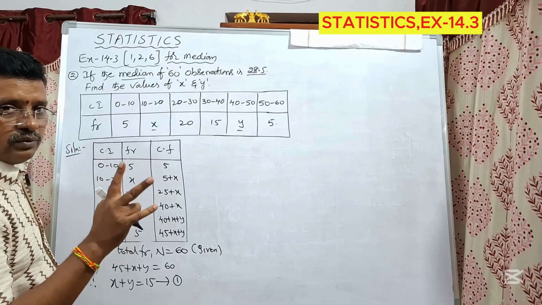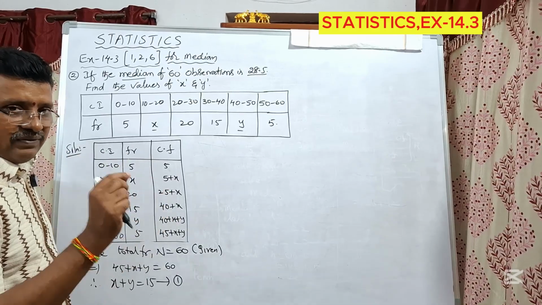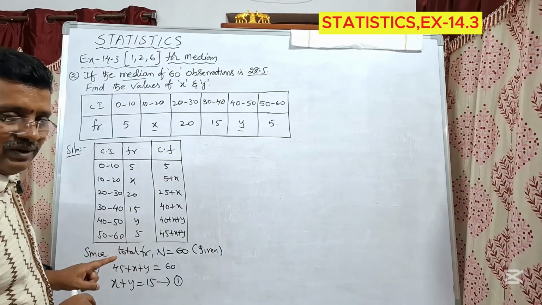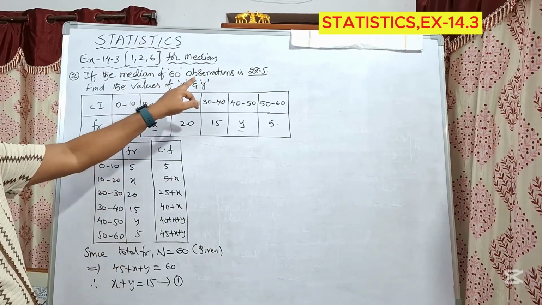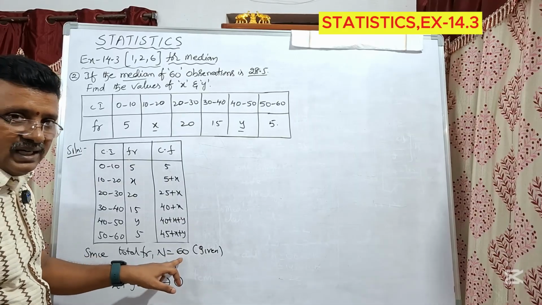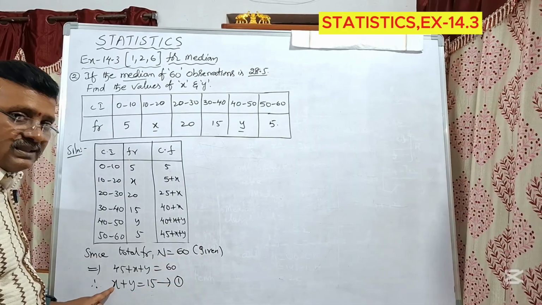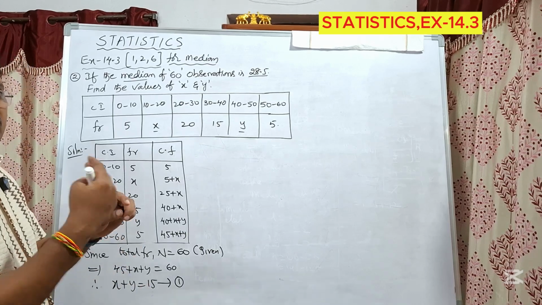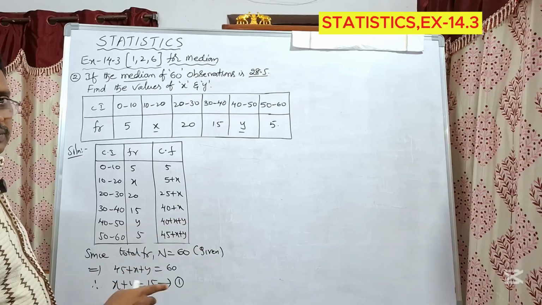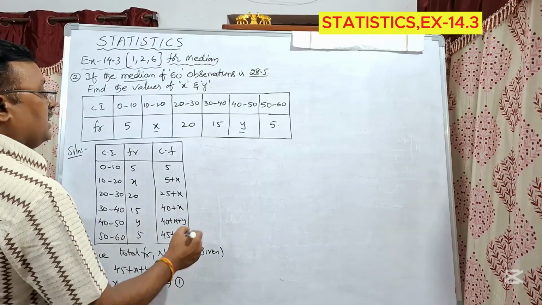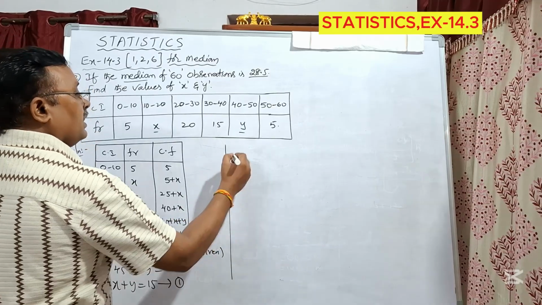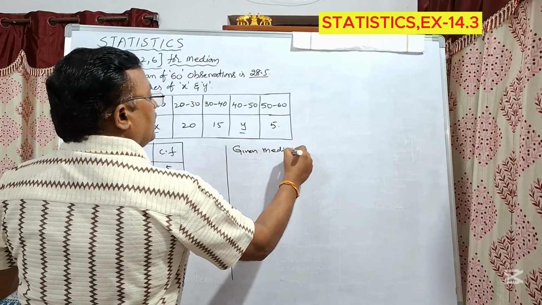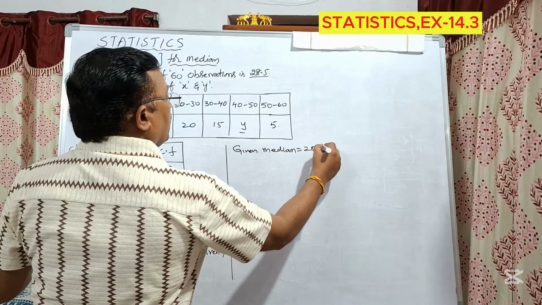To find two variables, we definitely need two different equations. Among them, one we calculated by using the total frequency 60 condition, and we got x plus y equal to 15. So what is the next step to find the variable values? For that, the given median is how much? The median is equal to 28.5.